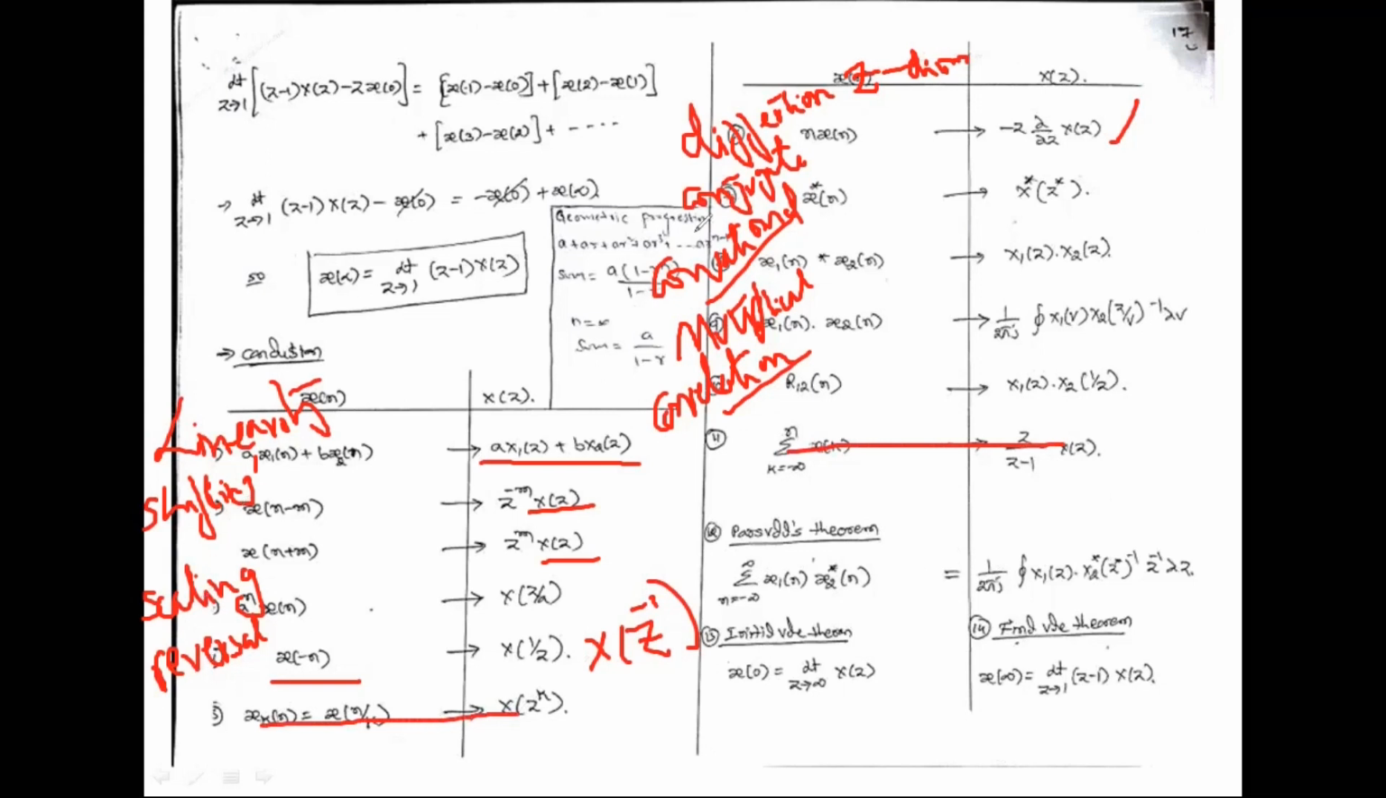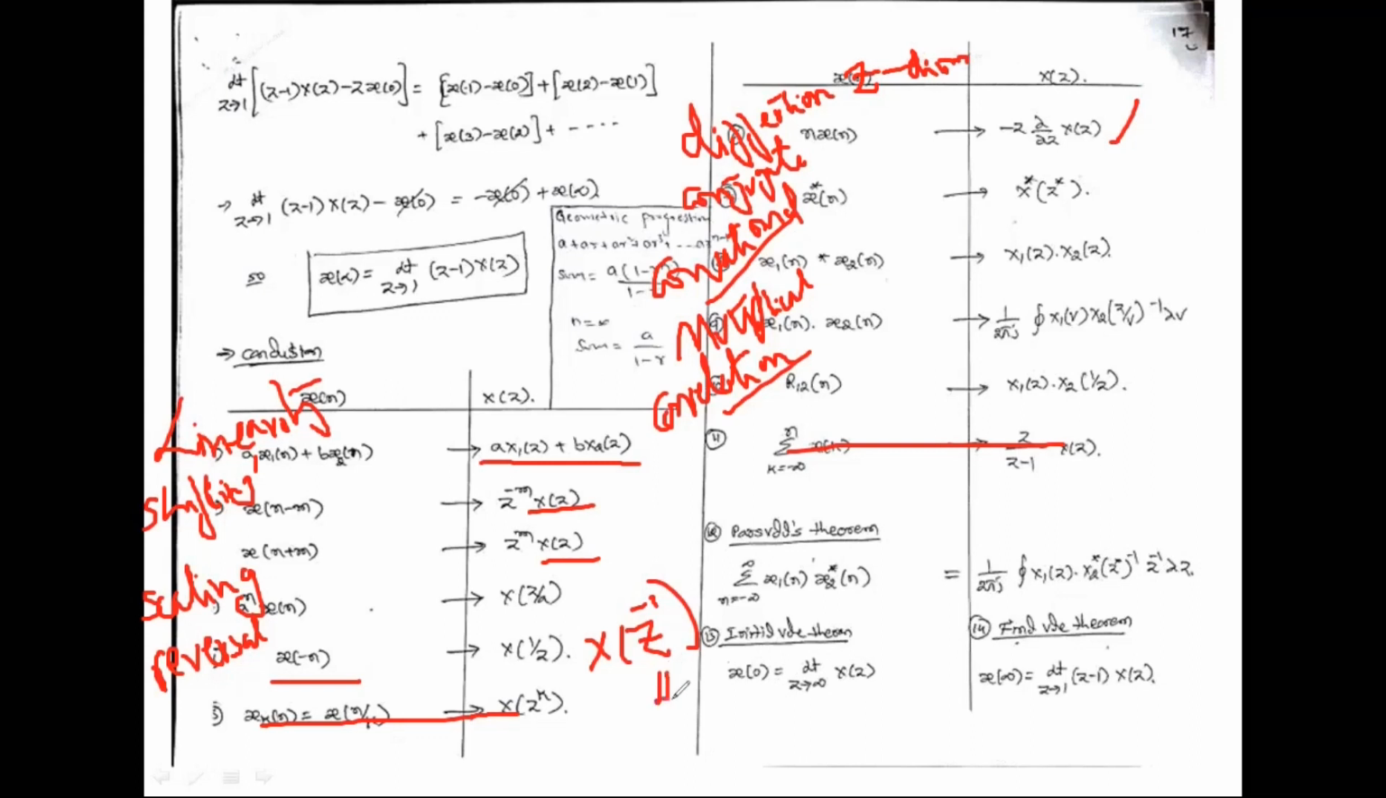Linearity, shifting, scaling, time reversal, differentiation in Z domain, conjugate, convolution, multiplication property, correlation property, and Parseval's theorem. Okay. Parseval's theorem states the sum of n equal to minus infinity of x1 of n and x2 star of n. Here also, to prove Parseval's theorem, you use the inverse Z transformation formula: 1 by 2 pi j the integral x1 of z, x2 star of 1 by z star, z inverse dz. Correct.